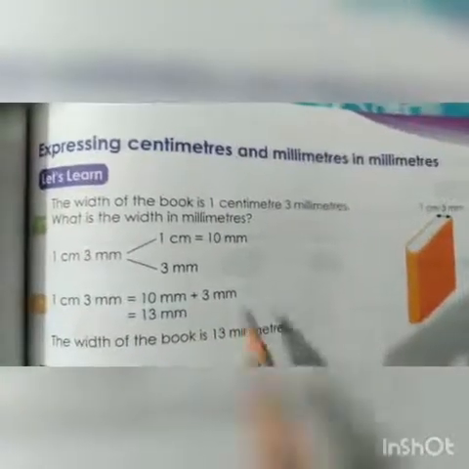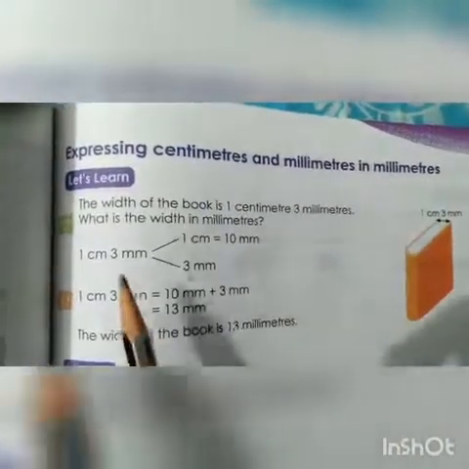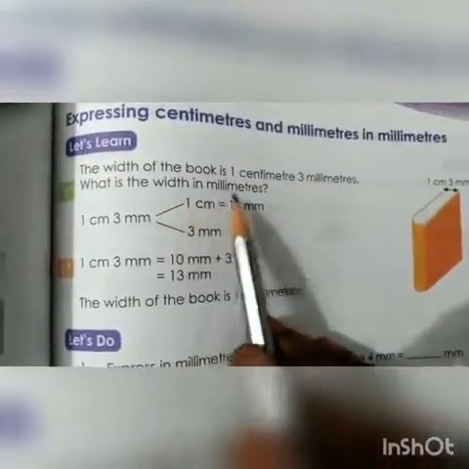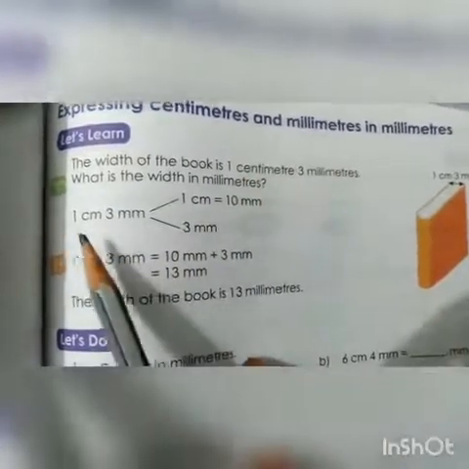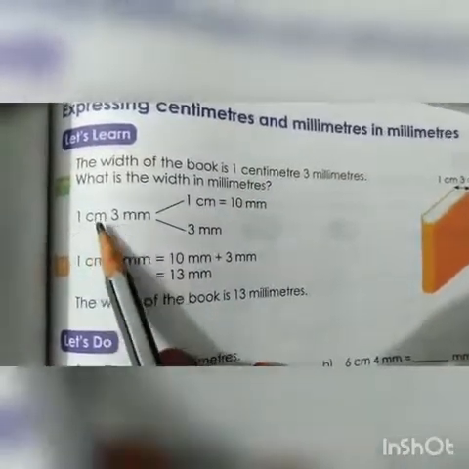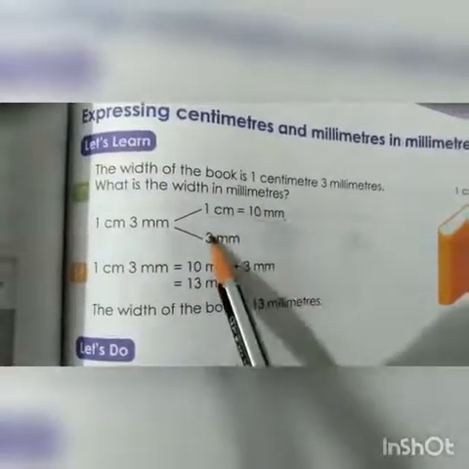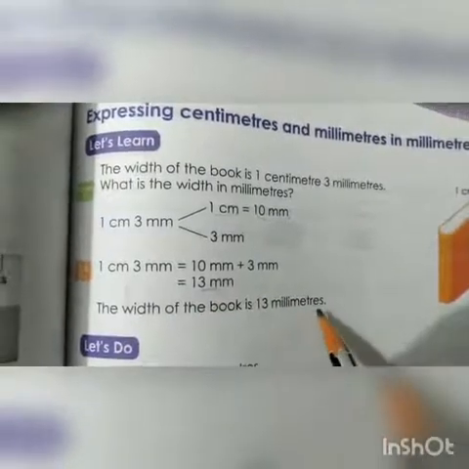Next, expressing centimeters and millimeters in millimeters. Look here. The width of the book is 1 centimeter 3 millimeters. What is the width in millimeters? We have to convert centimeter also to millimeter. So we know that 1 centimeter is equal to 10 millimeters. So we convert 1 centimeter as 10 millimeters. After conversion, we have to add this 10 millimeters with 3 millimeters. So 10 plus 3 is 13 millimeters. Therefore, the width of the book is 13 millimeters.